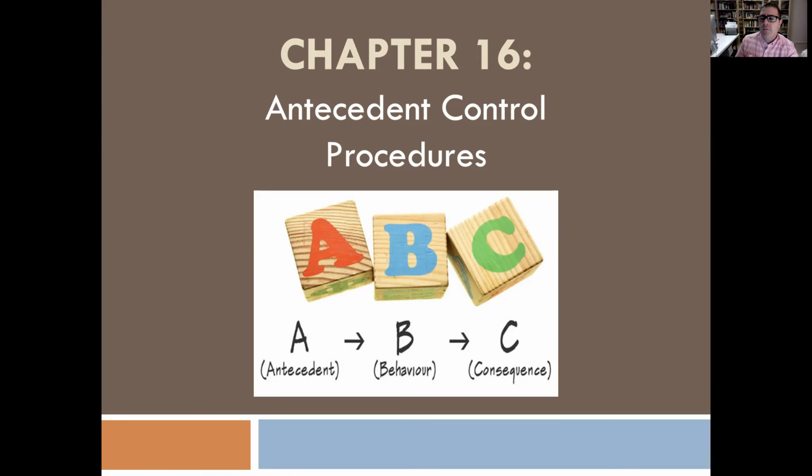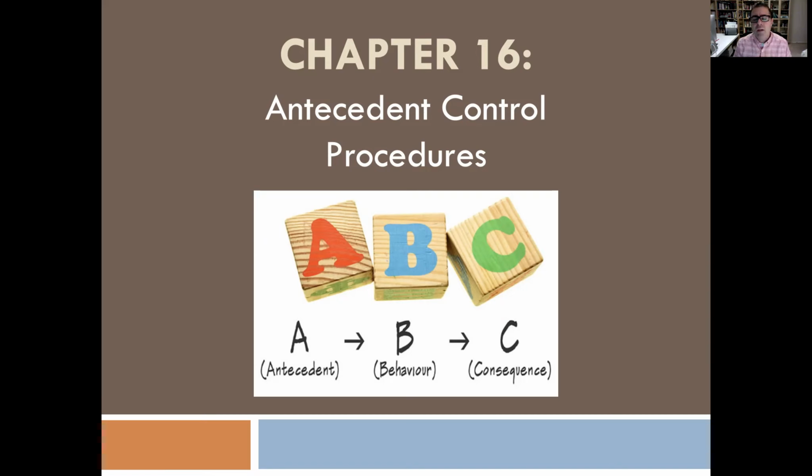Now, after we described and talked about functional assessment, then we talked about using extinction and differential reinforcement to place problem behavior at a low rate, and to increase desirable behavior, respectively, right? So we talked about manipulating consequences, right? So the end of the three-term contingency.